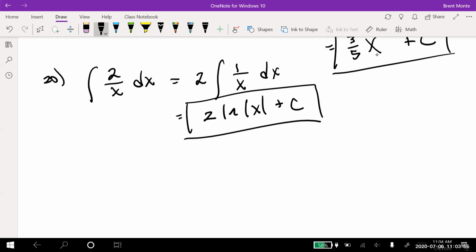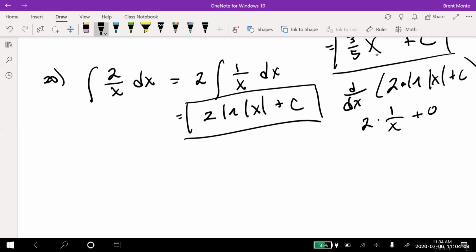And again, you can take the derivative of that. Let's do that real quickly on this one, because I have 2 times the ln of x plus c. Well, the 2 is a constant multiple, it stays there. The derivative of ln of x is 1 over x, and then plus 0, so I just get 2 over x. Check. So those you kind of have to be on the watch for, because we don't see those as much. We are usually using that power rule.